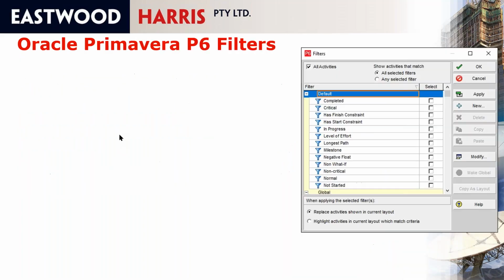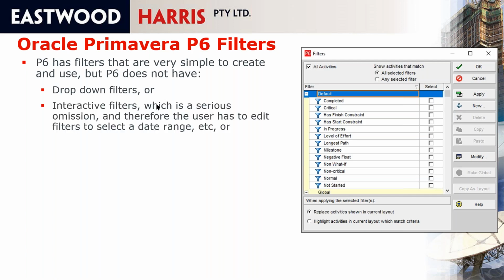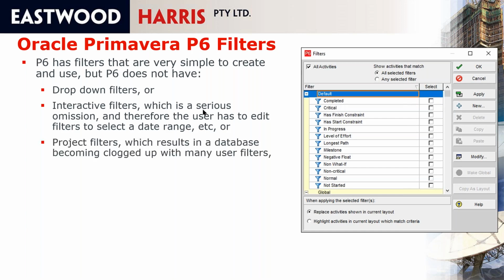to constraints. When it comes to filters, P6 has filters that are simple to create and use. But it doesn't have drop-down filters or interactive drop-down filters as you have in Microsoft Project. It doesn't have interactive filters, which is where you can create a filter and it asks you a question. Like, for example, if you want a date range, you apply the filter and it says what's the start date and what's the finish date. So again, you can't have interactive filters with P6, which makes it really hard to filter on a date range, because you have to keep on going editing the filter before you apply it.